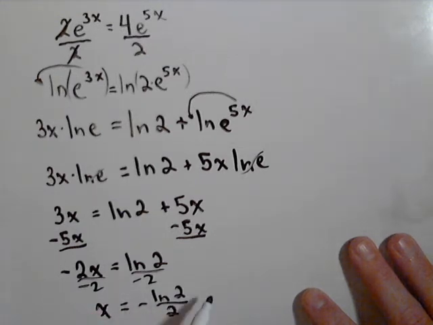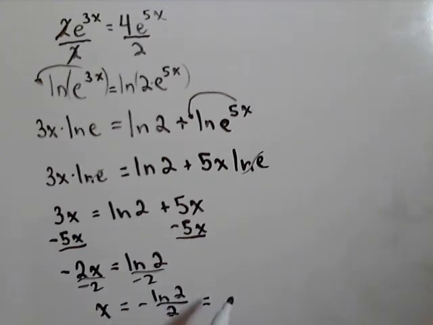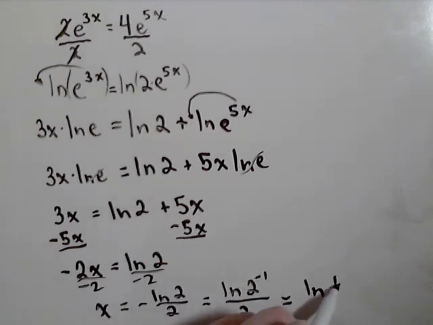Now, one thing we can do with that negative out front, we can actually put that back into the exponent of 2, which would give us ln of 2 to the minus 1 over 2, which is ln of 1/2 over 2. Another acceptable way of writing the answer. So, depending on how you decided to simplify, you might write it in one form or the other.